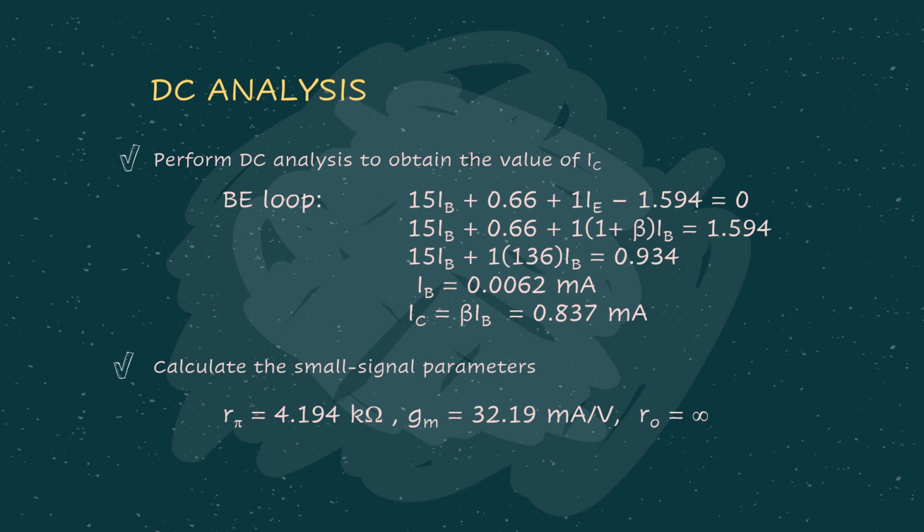Since RTH and VTH values are being given, straight away we substitute in our KVL equation. I don't want to discuss this in detail because I believe you already know from the common emitter amplifier, it's about the same thing. From there you can calculate for IB, then obviously IC, then we can calculate for r pi and gm. Since VA is infinity, obviously we don't have to consider for r0.